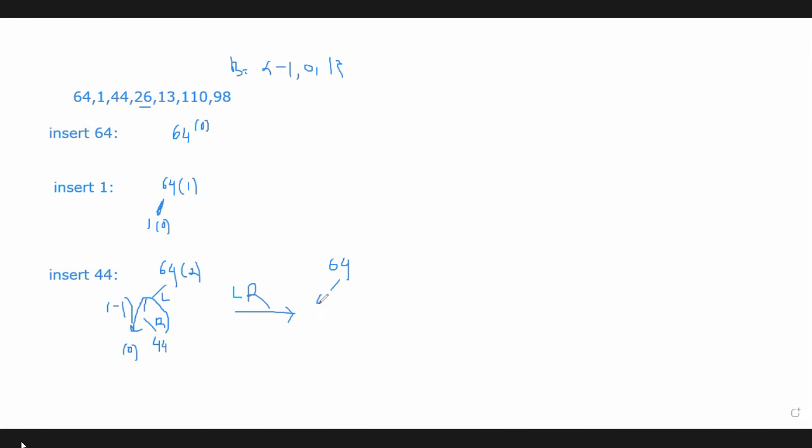So now 44 is a root node and 1 is a left child. So it's a left skewed tree now. Apply right rotation. That means move that node in the right subtree. So now the new structure will be 44, and now 64 is the right child of 44 and 1 is the left child of 44.